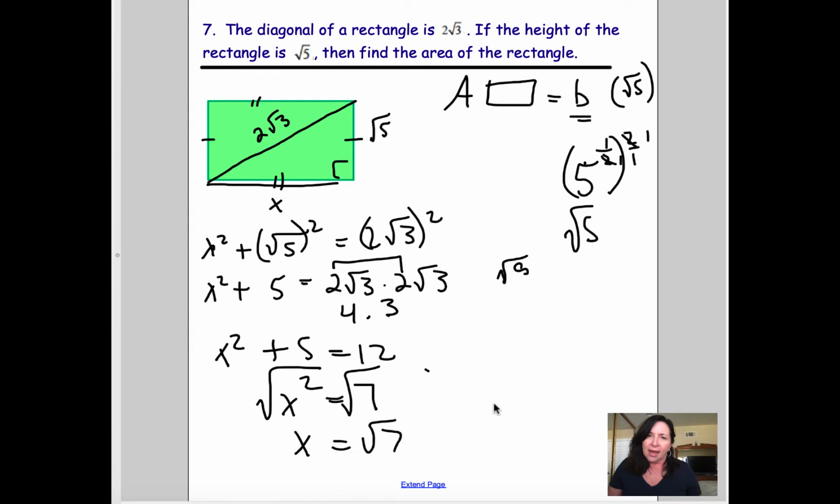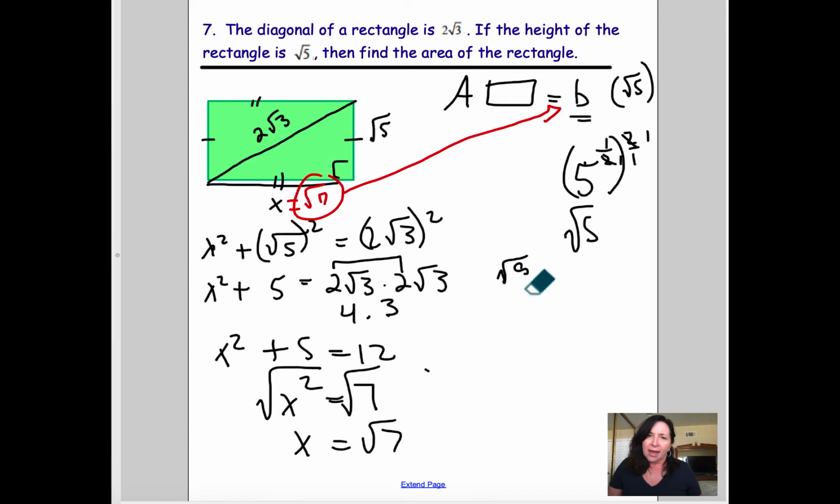Now, I know the instinct is to circle that and move on to the next problem. However, that's not what they asked me. They asked me to find the area, and all I just did was find the length of one side, right? Square root of 7. So remember, that's my base, and so that needs to go in here.